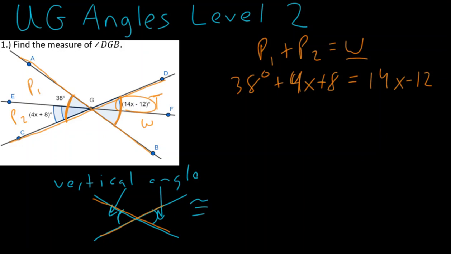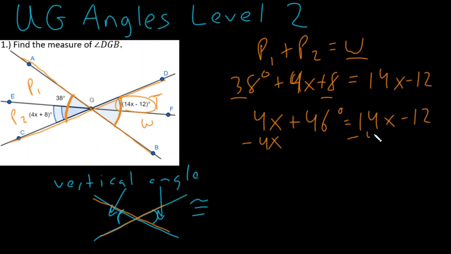On the left-hand side, I ask myself, can I simplify? And of course, 38 and 8 can be combined. So we have 4x, and 38 plus 8 gives us 46 degrees. And this is equal to 14x minus 12. Now I have x's and constants on both sides, and you always want to ask yourself which one to move first, the variable x or the constant. I find it's much easier when you move your x first. So let's move our smaller x, minus 4x, and now we have 46 is equal to 14x minus 4x, which would be 10x minus 12.